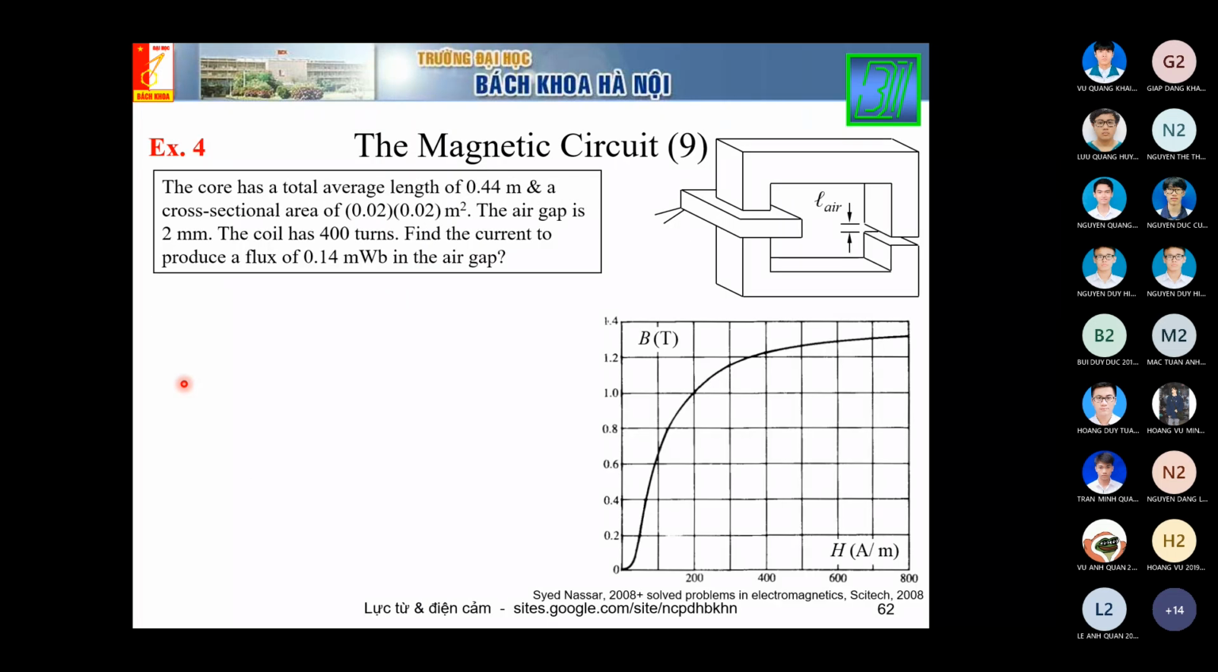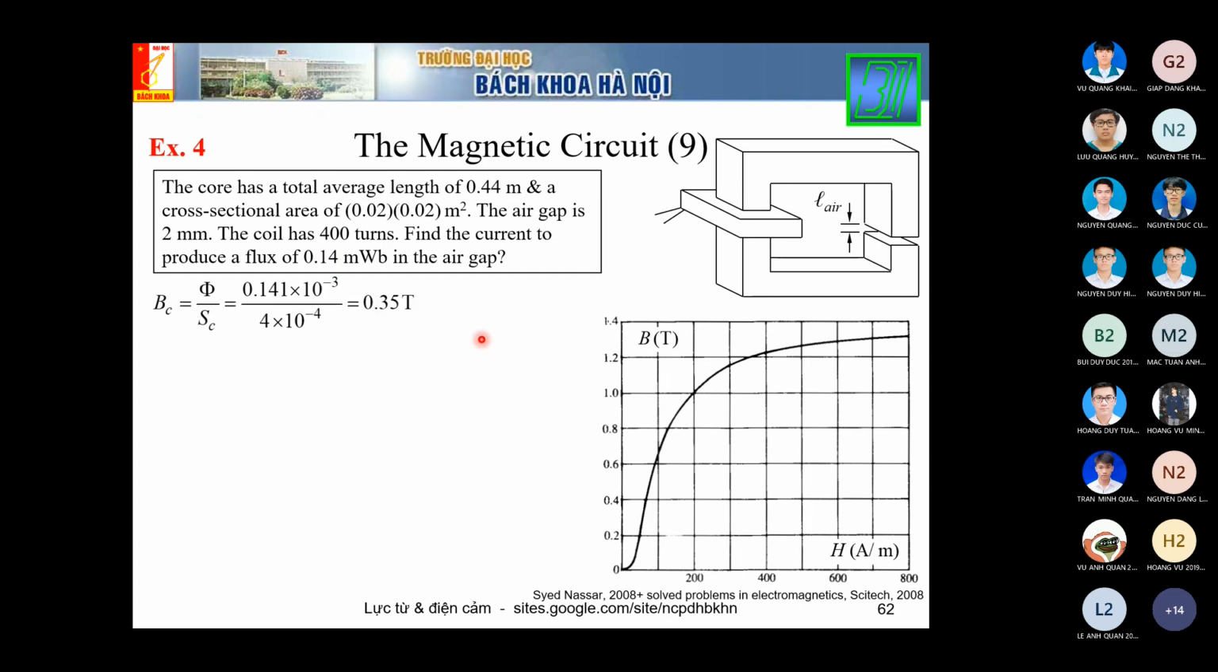Exercise number 4. In this exercise, the core here is very simple. It has only one cross-sectional area, but we have an air gap. The air gap here is very narrow. It is only 2 millimeters. Then once again, we have to do the forward problem. We are given the magnetic flux and we have to find the current.